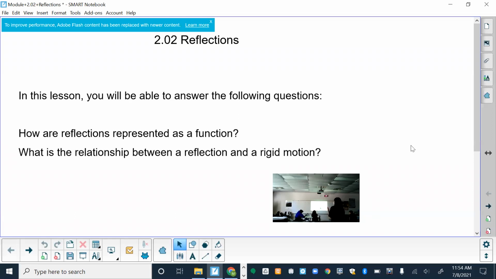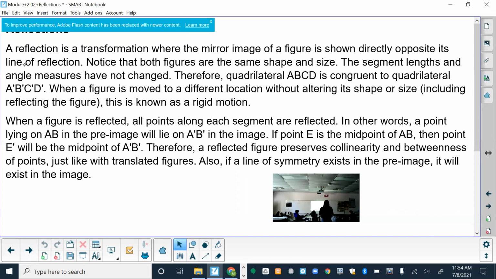All right, whether that line is the y-axis, x-axis, or some other line, you are just moving it so it's like a mirror image on each side. Reflections are mirror images. So I'm just going to help you find the important stuff here. So, mirror image, and it is directly opposite its line of reflection.